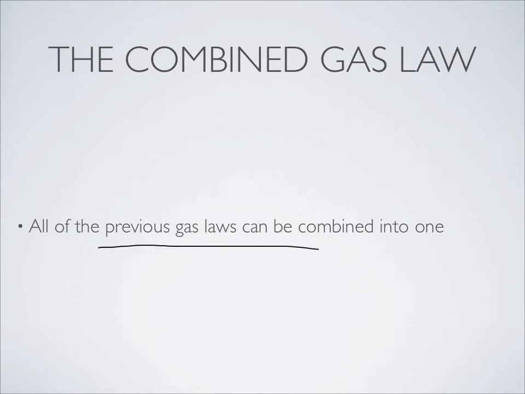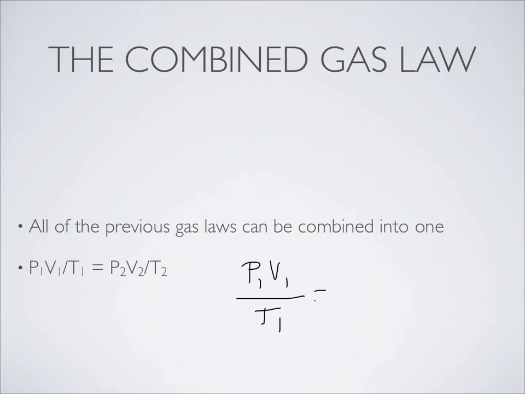And we can take all of the previous ones and we can kind of put them all together. We can kind of combine them all. And when you do that, you get this law. And I can't really type it very well, but it's better if you kind of see it. So it's P1V1 over T1 equals P2V2 over T2. So in the combined gas law, there are 6 variables. You will be given 5.